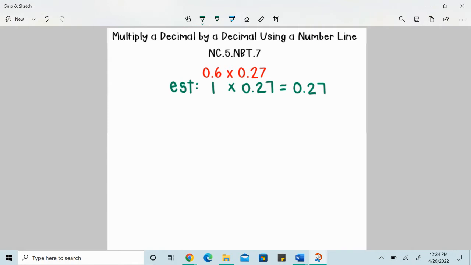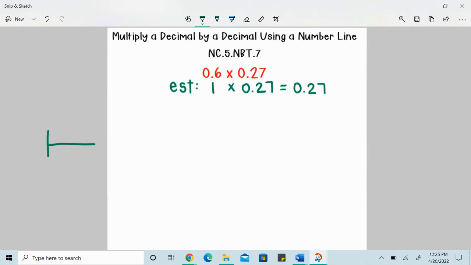So to begin with, what I want to think about here is that I can read this expression, 6/10 times 27 hundredths. I can also read that as 6/10 of 27 hundredths. And that means that I'm going to need to find some number of tenths of 27 hundredths. I'm finding 6/10 of 27 hundredths. This allows me to set up my number line.